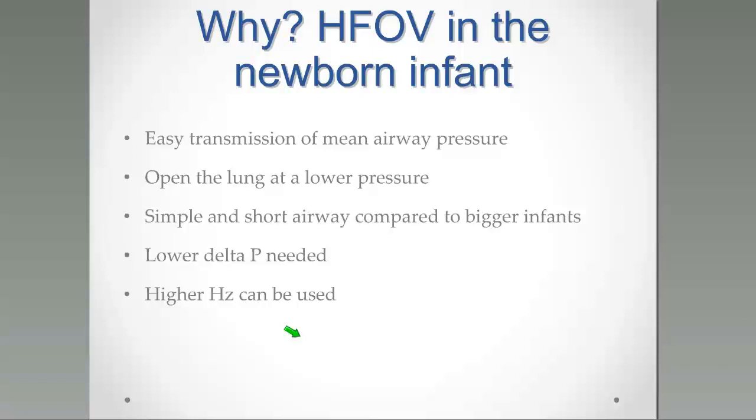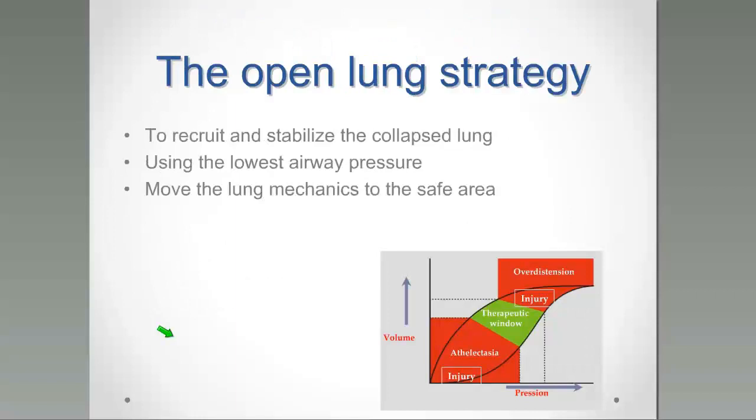And many times we can prevent the pressure trauma that we have to risk when a baby has a very severe respiratory distress syndrome and is ventilated with a conventional mechanical ventilator. So it is very easy to use what we call the open lung strategy using lower pressure. It is a simple and short airway compared to bigger infants, and we are going to need lower delta P and higher frequency compared to bigger infants and compared to adults. And this is one of the main reasons why in neonatology we use high frequency ventilation so many times in comparison with other kinds of patients.